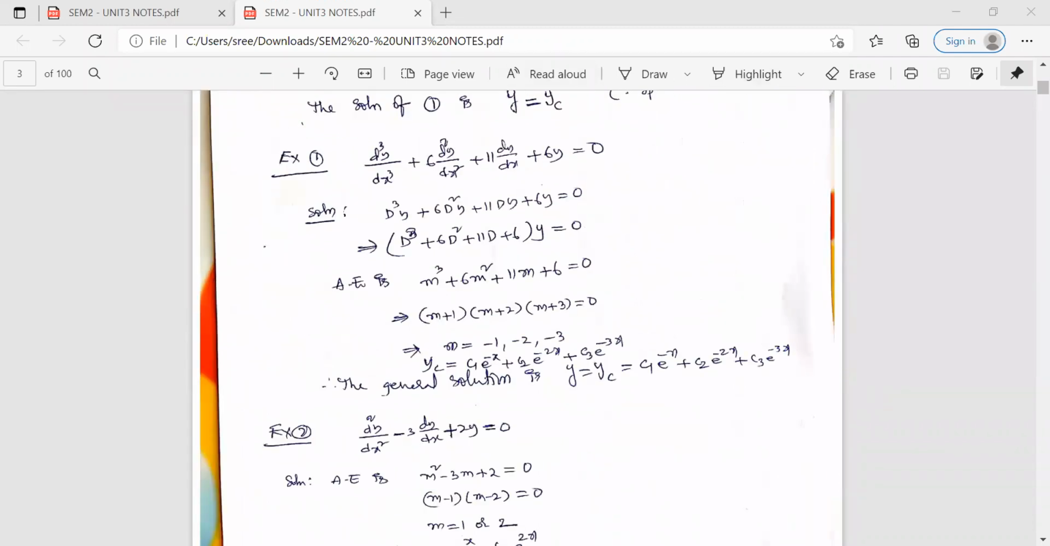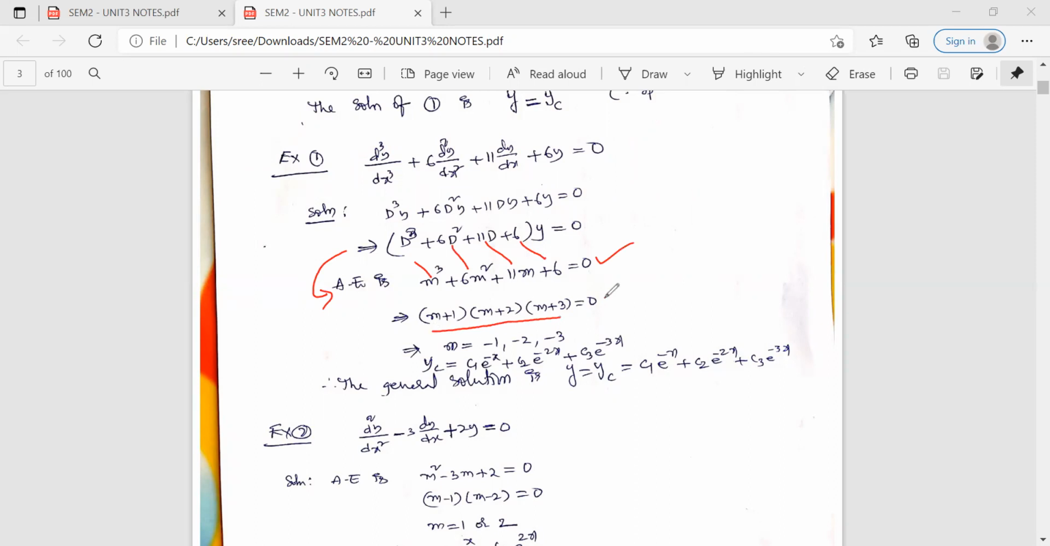See, the first one. What is the first one? d cube y by dx cube plus 6 d square y by dx square plus 11 dy by dx plus 6y equals 0. First we have to convert this equation into an equation in D. I substitute capital D in place of d by dx, we get D cube y, D square y, D y, and 6y. Now I take y common. Then I write the auxiliary equation for this equation: m cube plus 6m square plus 11m plus 6 equals 0.